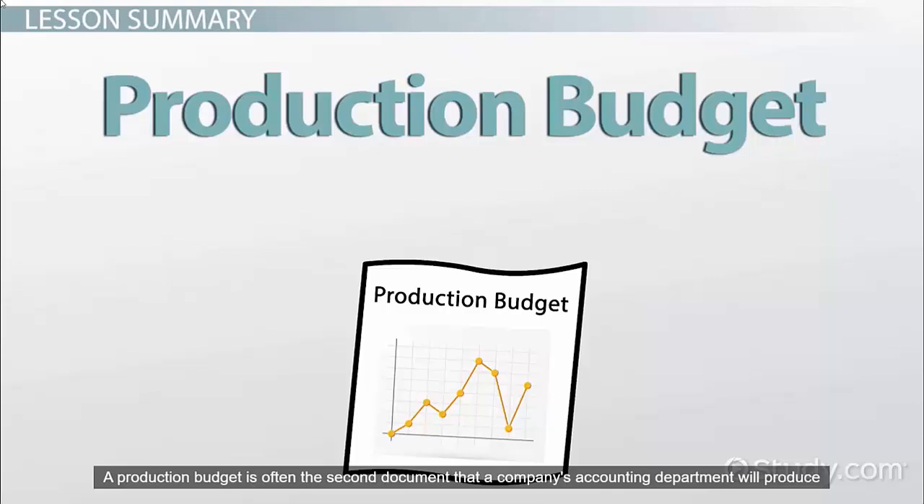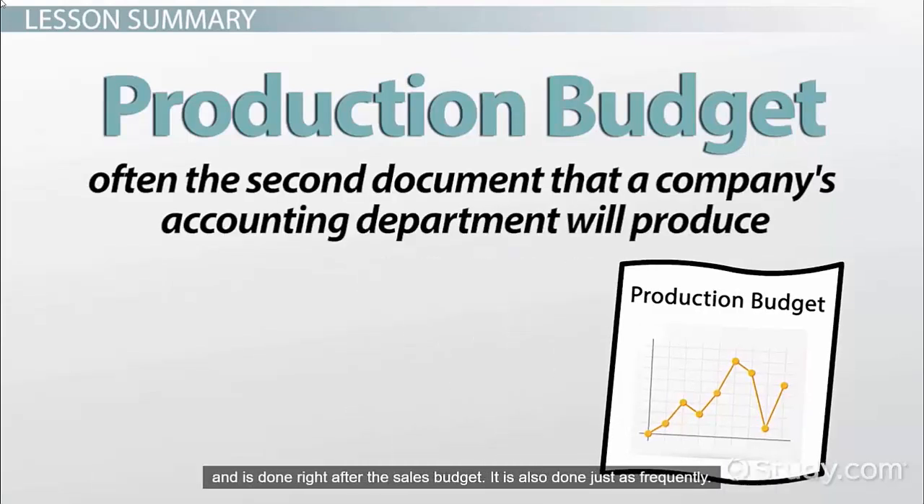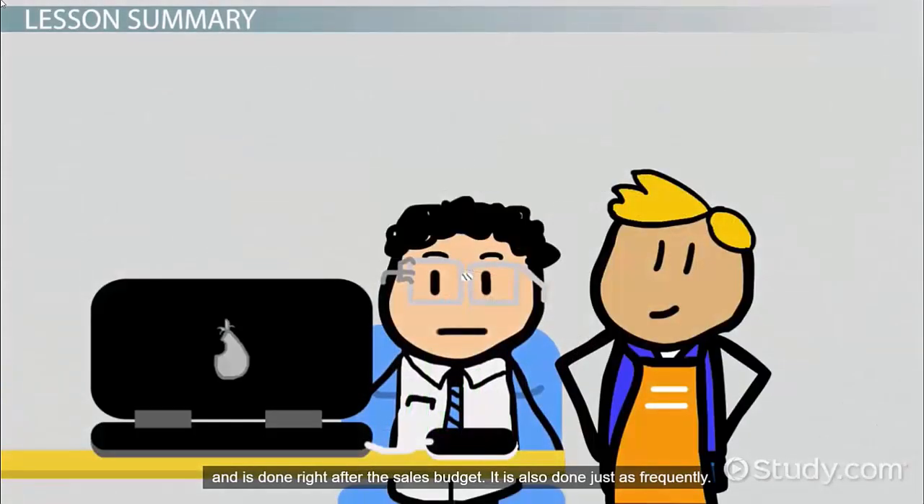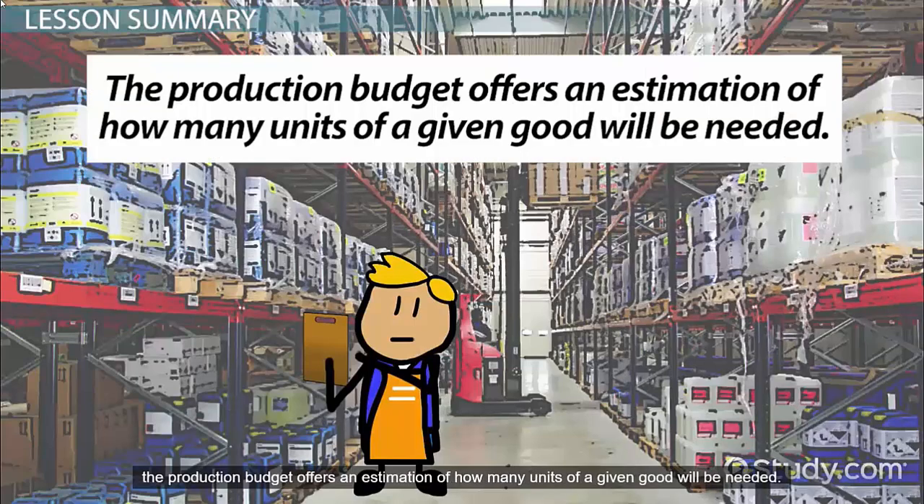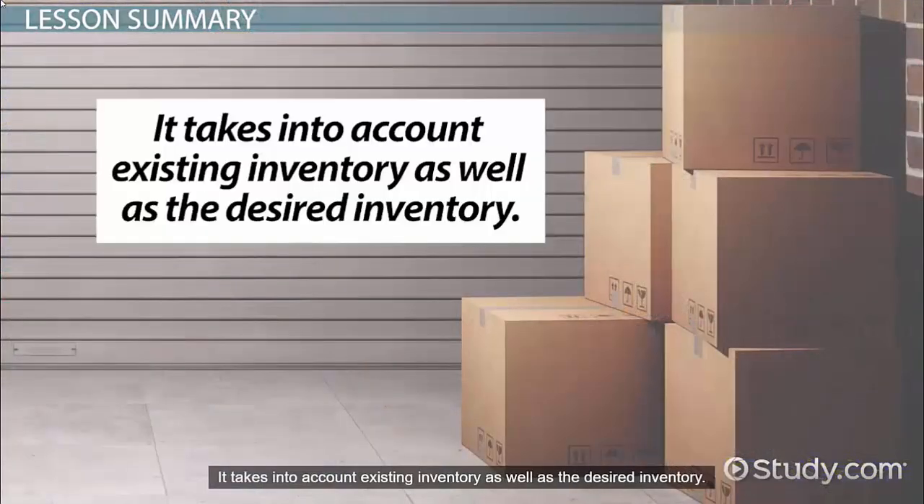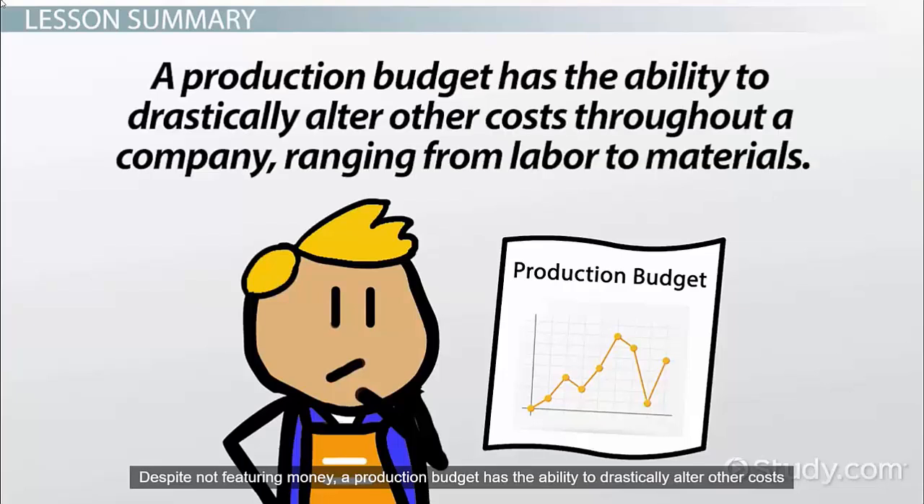A production budget is often the second document that a company's accounting department will produce and is done right after the sales budget. It is also done just as frequently. Instead of calculating dollars, the production budget offers an estimation of how many units of a given good will be needed. It takes into account existing inventory as well as the desired inventory. Despite not featuring money, a production budget has the ability to drastically alter other costs throughout a company, ranging from labor to materials.